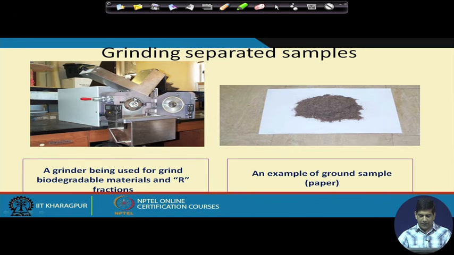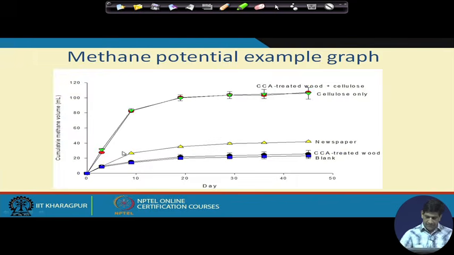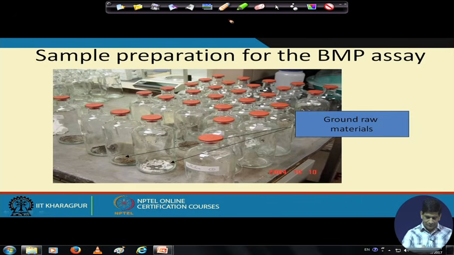Then you grind it using a grinder, and then you have the ground up sample. This is an example of the ground up sample. Then you put it in a BMP bottle. So these are your samples over there. And here we have this white powder that you see, which is the glucose. So that's used as a positive control.